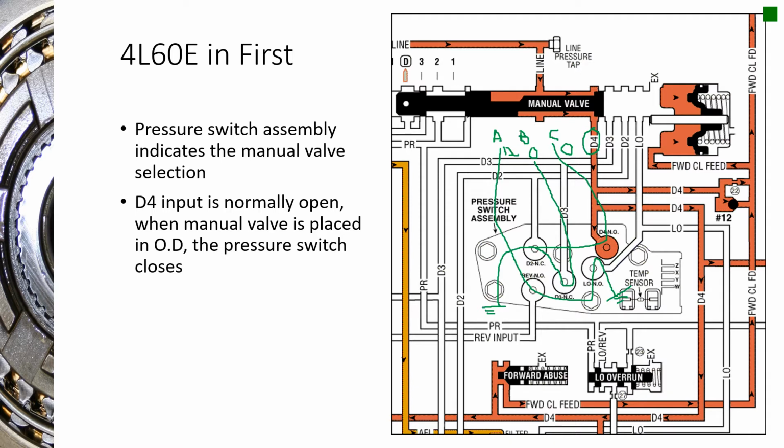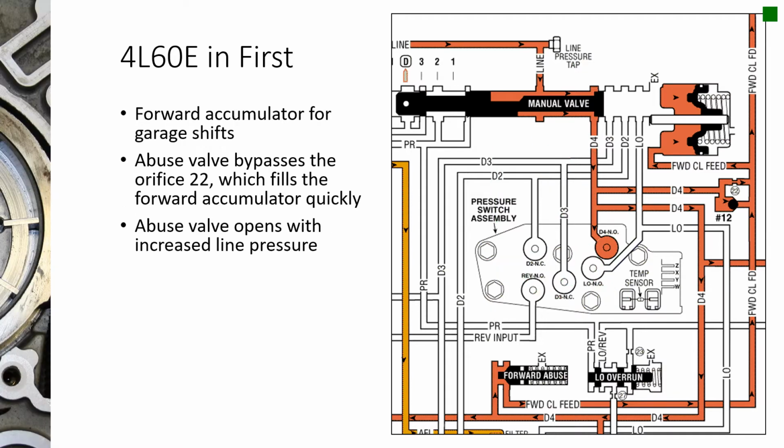And that's just kind of a quick review of what we see as far as the pressure switch state's concerned. And we're using that pressure right from the manual valve to toggle that switch. When we also shift into drive, the D4 position, the only thing we have to accumulate, because the only clutch we have to apply, is going to be the forward clutch.